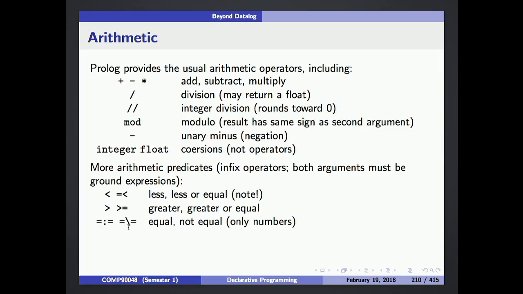Okay, and we've got equals and not equals when we only apply to numbers. Right? We can always do equals, but that's a different thing. That just checks two things are the same. Arithmetic equals and not equals will actually evaluate both sides, treating them as arithmetic, and then check if they're the same.